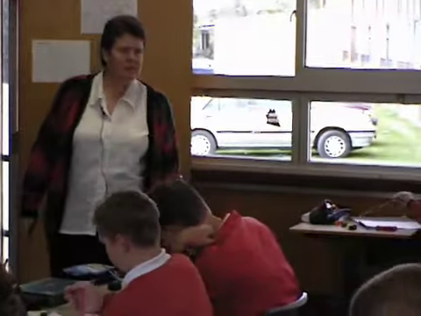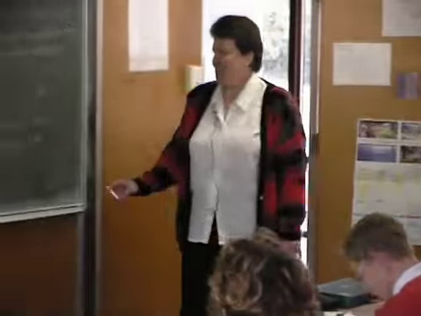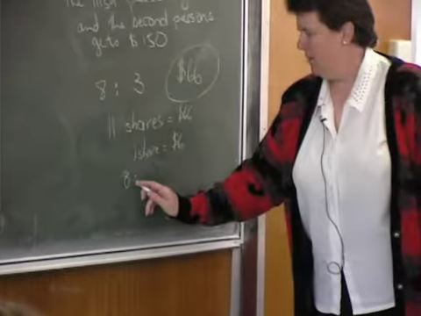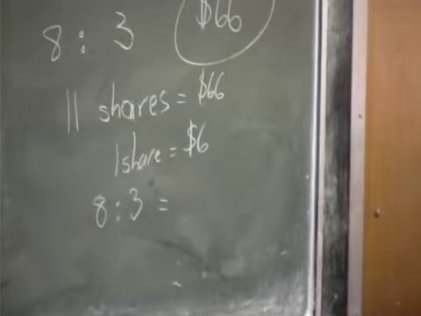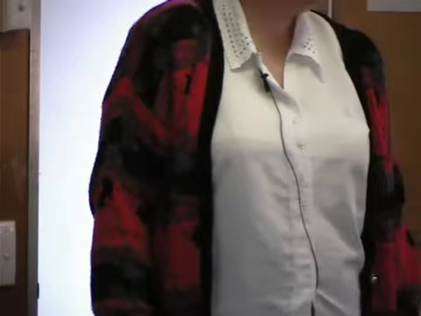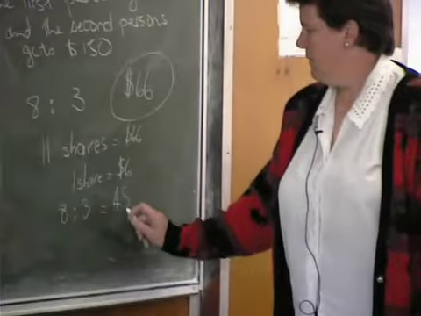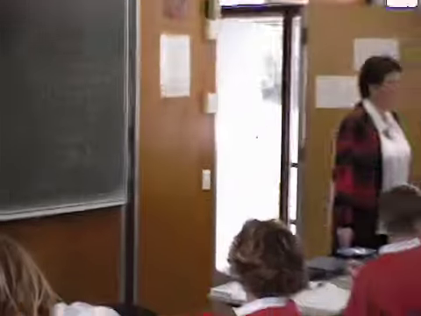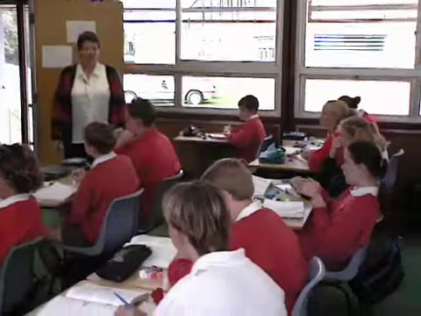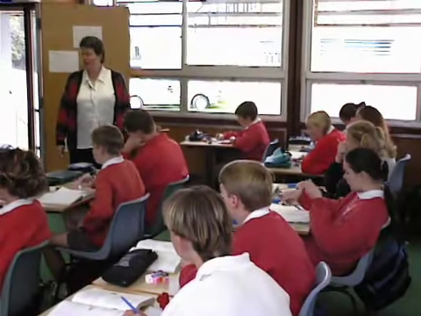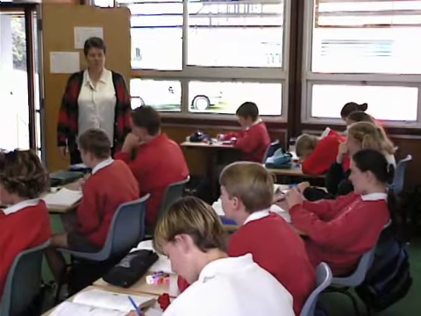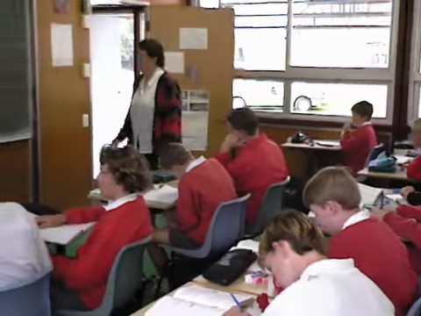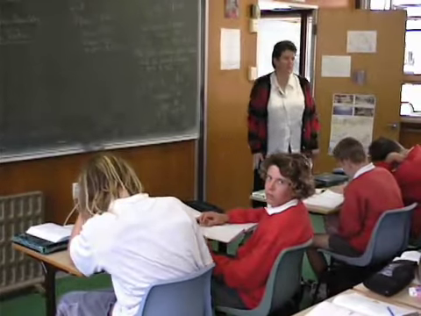Nicole? Yes. So, what would the ratio 8 to 3 be? 8 to 3 would equal... Do you follow what's going on? Yeah. 48 to 18. Just that you missed a couple of classes, so I didn't know whether you had caught on. 48 to 18. 6 times 8 and 6 times 3. So we would write the first person gets $48 and the second person gets $18.